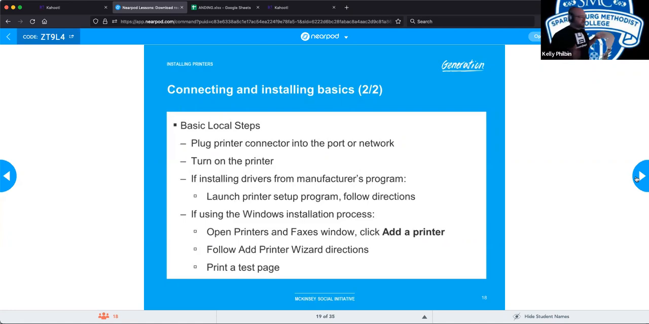After that, if you're using the Windows installation process, you can add a printer. You open your printers and faxes window, follow the add printer wizard directions, and then when you're done, we're going to verify our functionality and print a test page.